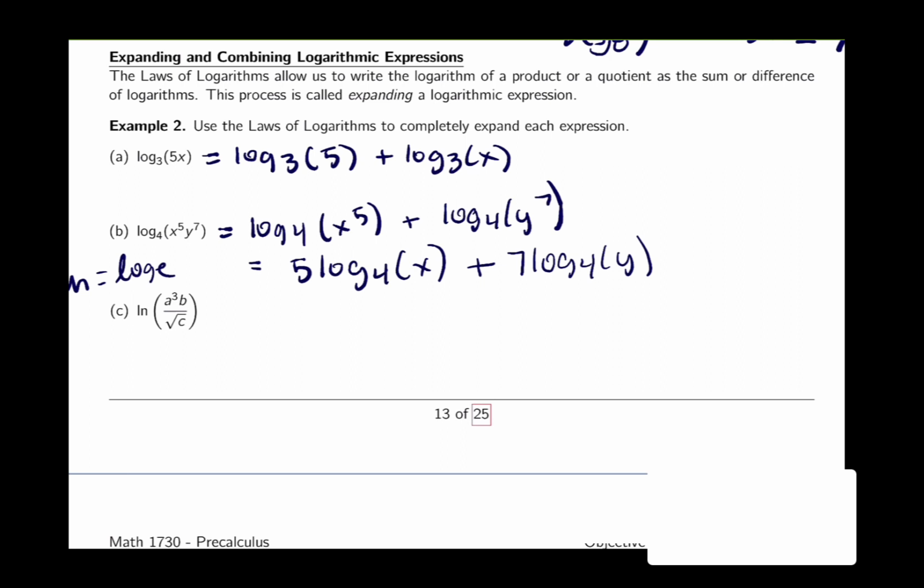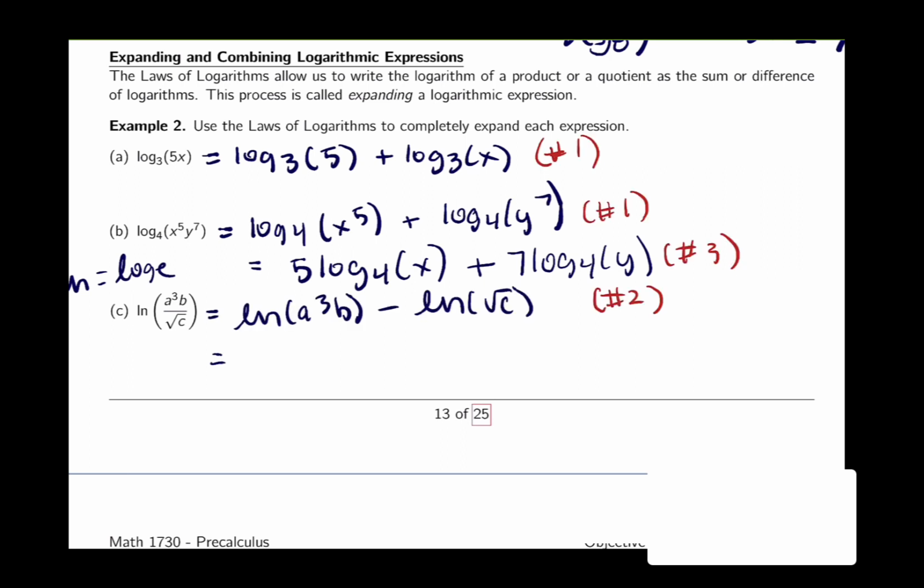I will first use my second law of logarithms because overall this is a fraction. I have a numerator and a denominator. So I can write this as the subtraction of 2 different natural logarithms, with the argument of the first being my numerator and the argument of the second being the denominator. To further expand, I will look at each logarithm individually.